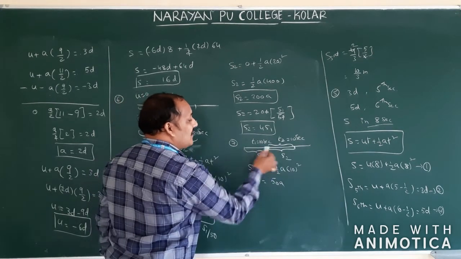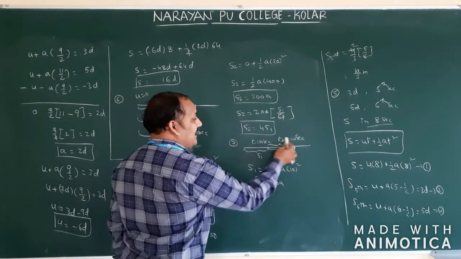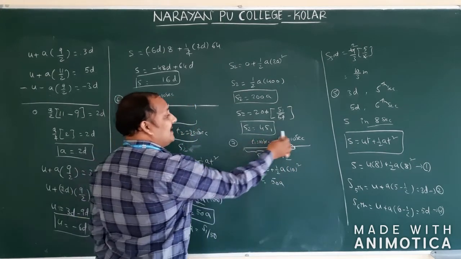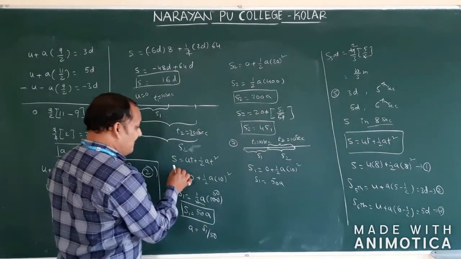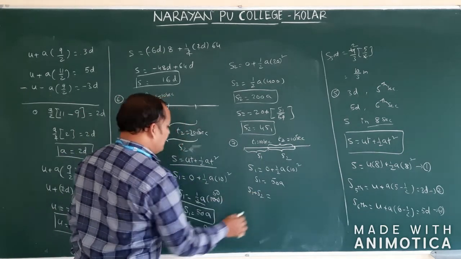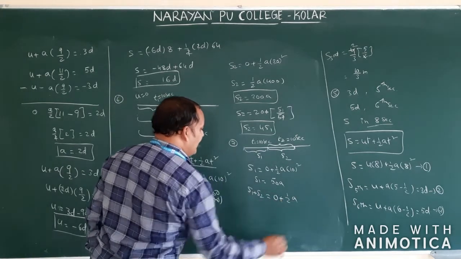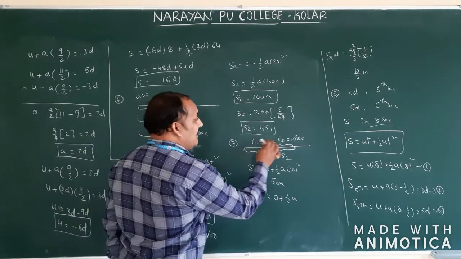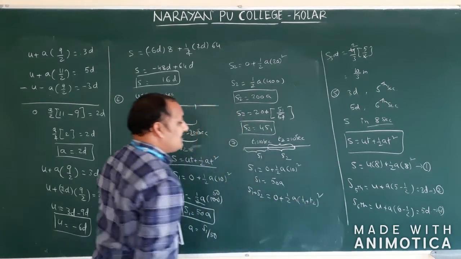From here to here what is the total distance? S1 plus S2. What is the total time? 20 seconds. Now in 20 seconds what is the distance means? S1 plus S2. Therefore same formula we are going to use. S is nothing but S1 plus S2. U is here 0 plus of A. Total time how much now? T1 plus T2 whole square.